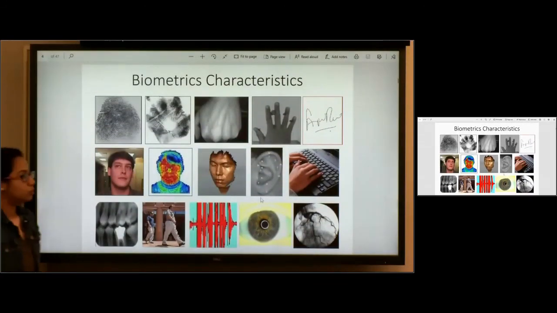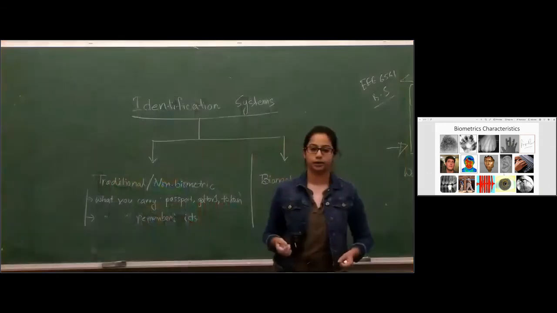Okay. So now we will talk about the very popular biometric characteristics.